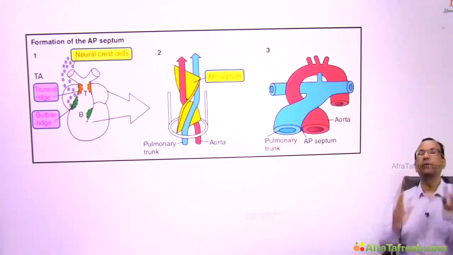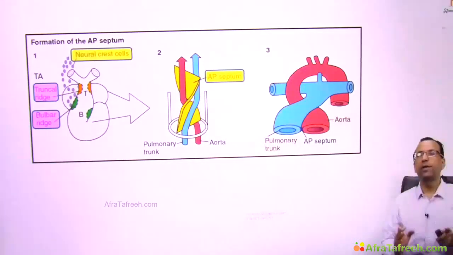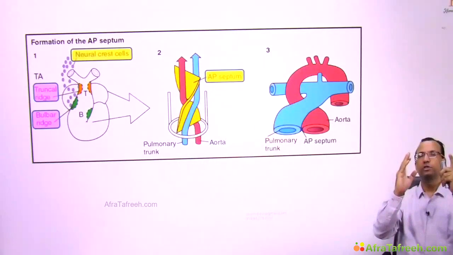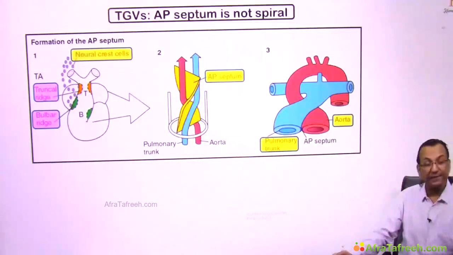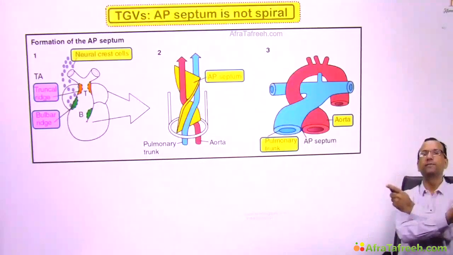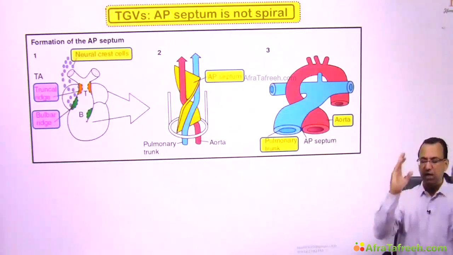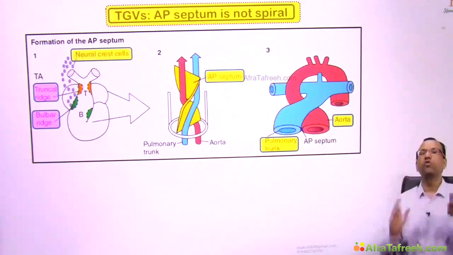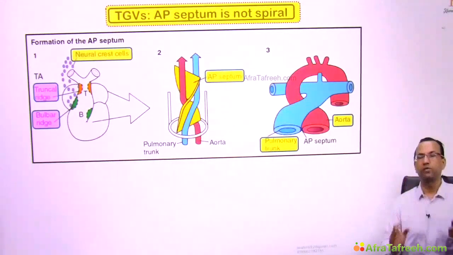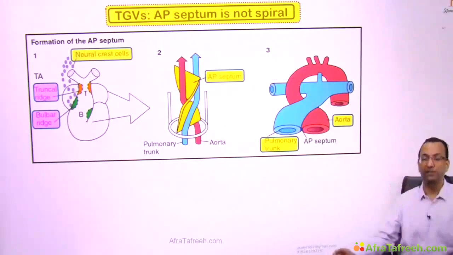Because the AP septum is straight, and they open into opposite chambers. You mean to say transposition of great vessels? Yes. If the AP septum is not spiral, it is straight. Then the vessels are not spiral, they are straight. And if the vessels are straight, then what will happen? They open into opposite chambers, opposite ventricles. This is called transposition of great vessels.